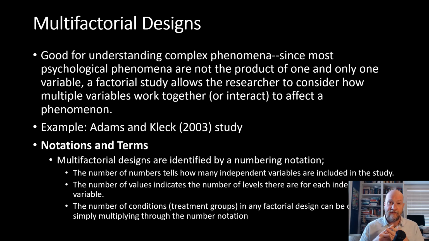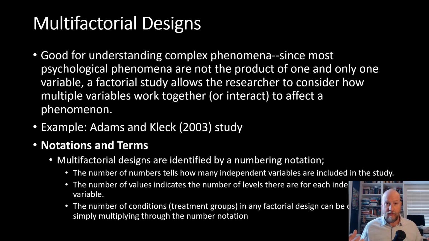Then we would probably designate that as a 2x3 multifactorial design. We still have two independent variables. There's a 2 and there's a 3. But those numbers are telling us how many levels there are to that independent variable. So the classic Adams and Kleck study is a 2x2, and you can have anything.